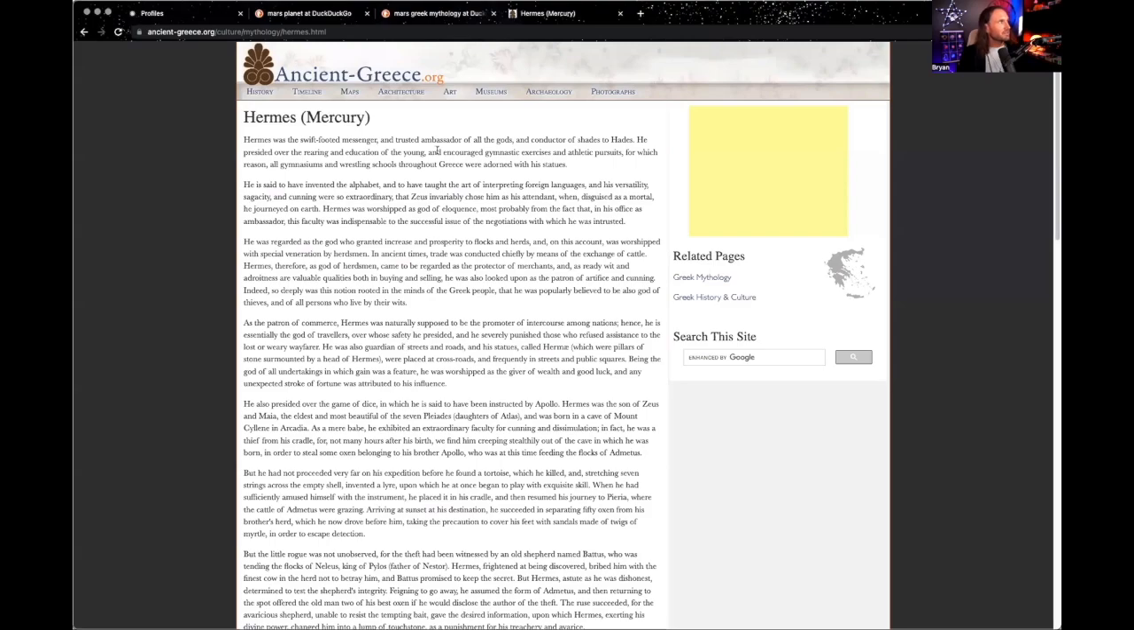The swift-footed messenger and trusted ambassador of all the gods, conductor of shades to Hades. So that's the crazy part, right? Hades would be Pluto. Hades was the brother of Zeus, and they were dealing with different levels as gods here. God of the underworld, god of all gods up in the heavens, Zeus. Mercury would go both sides. So Mercury is very hermetic at seeing both sides of everything.